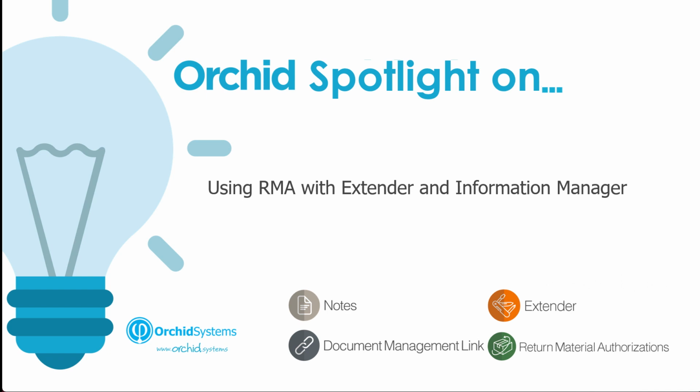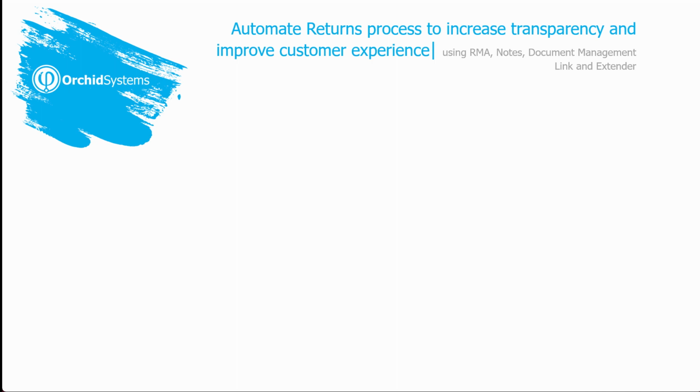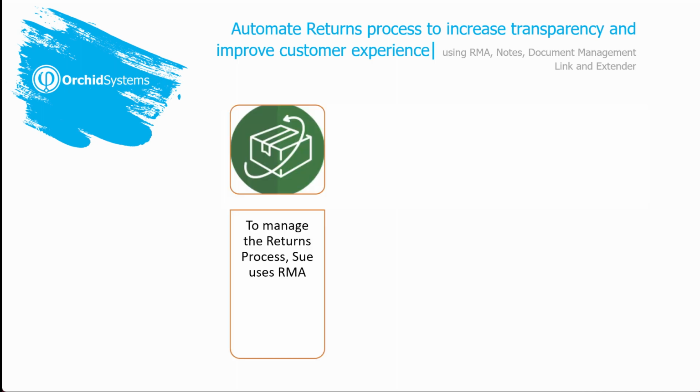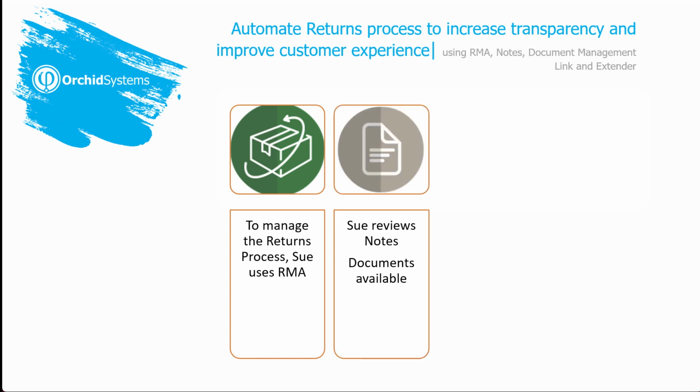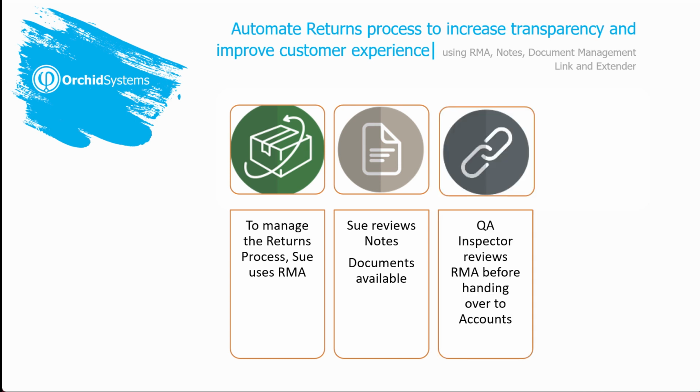Extender is used to control the approval workflow. In our example, Sue enters the return in Orchid RMA in Sage 300. Using Notes and Document Management Link, she will find the email received from the customer and add a note. When the client returns the goods, the RMA is marked complete, which starts the workflow.